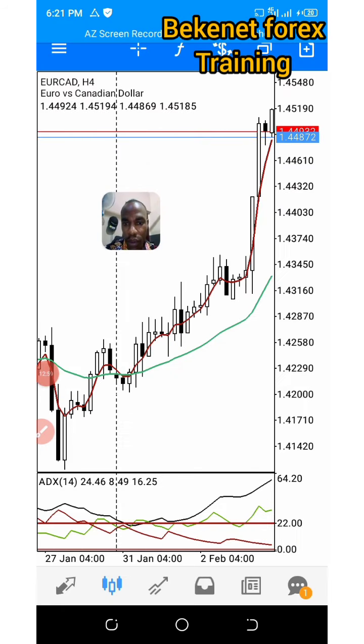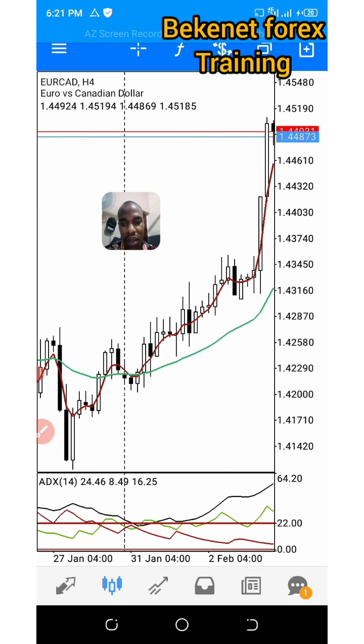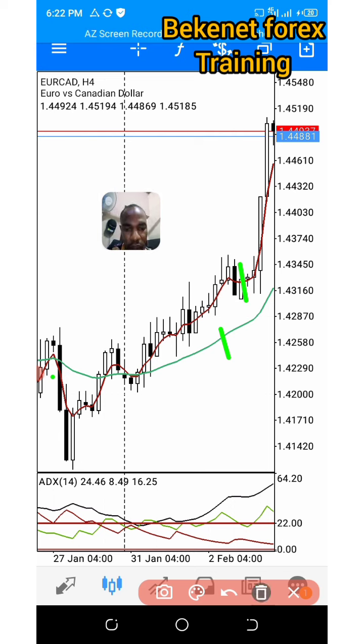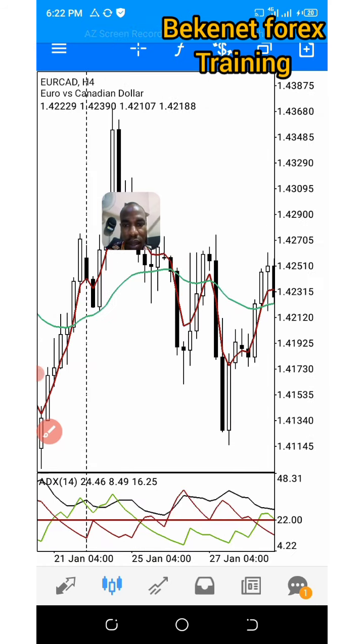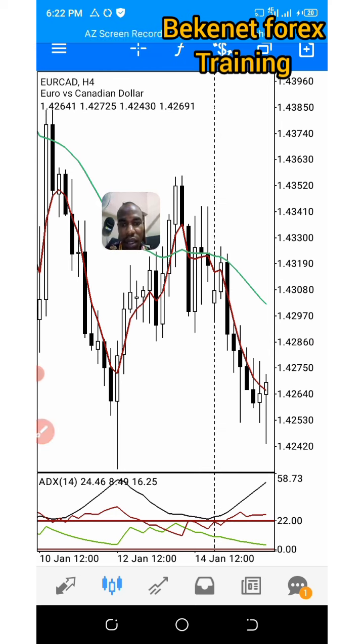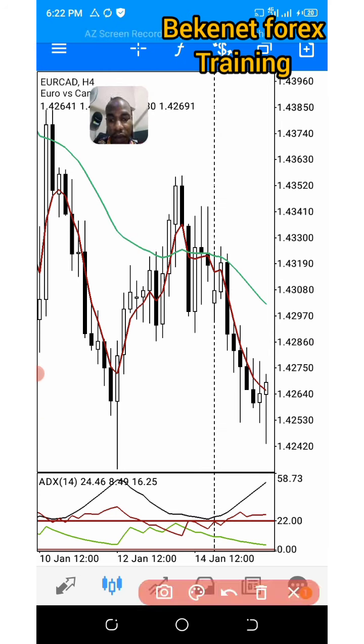When to sell is when this red line crosses below the green. Now let's look for a sell signal in these charts. This is a sell signal. This is a sell signal. Very obvious. This is a beautiful one. You see this red crossing from the top below this green. Once you've seen it like this, the next thing you check is final confirmation: if this black is above 22, that is your sell signal.